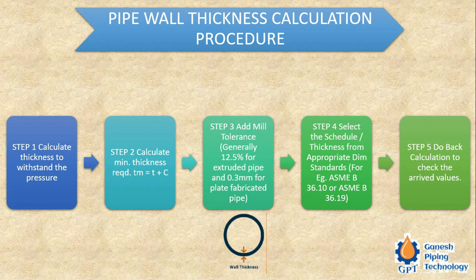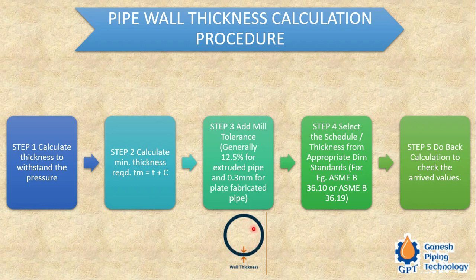During that time, the plant should be capable of taking the same load at the 20th year. So there will definitely be some corrosion associated with the pipe, and the thickness will keep on reducing because of that. To compensate for that loss, we give the corrosion allowance, the extra thickness. Then there is something called the mill tolerance, which we have to add, which is 12.5% for extruded pipe, and 0.3 mm for plate fabricated pipe.